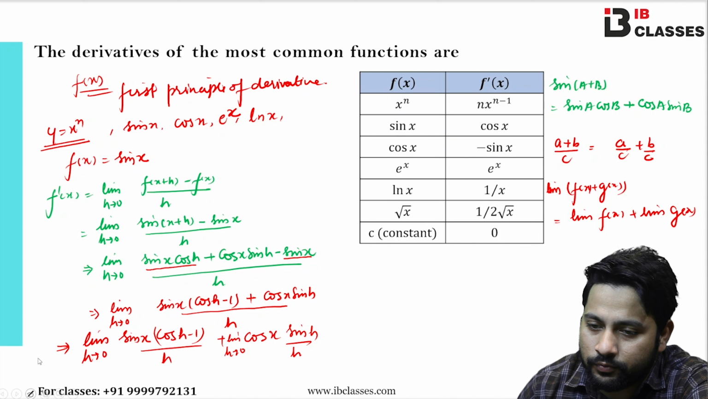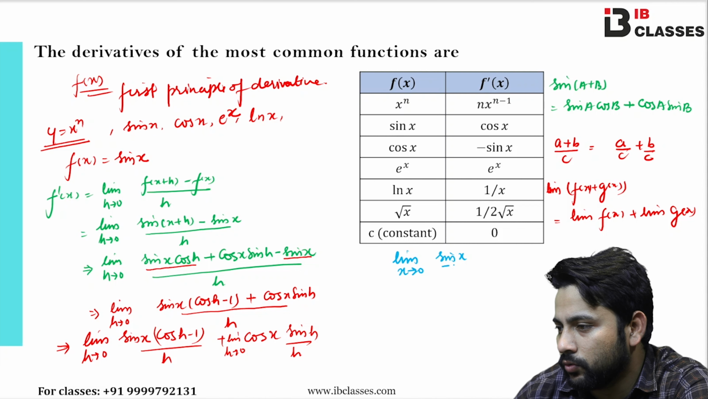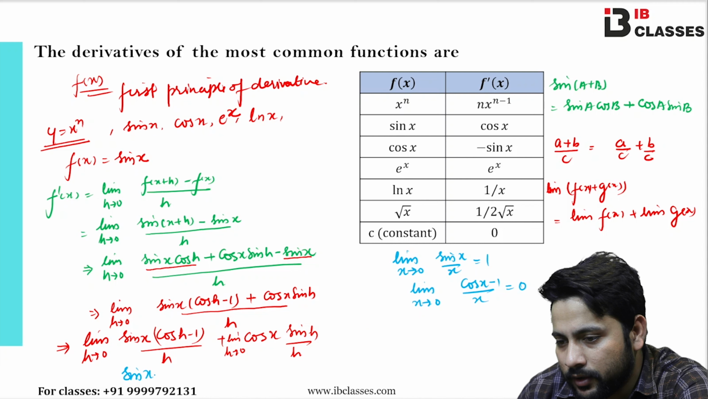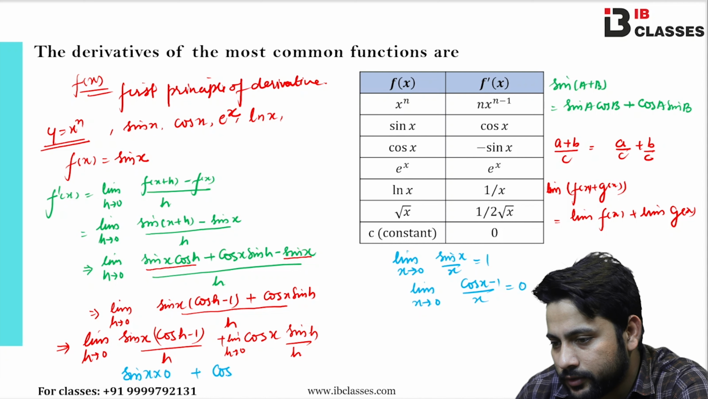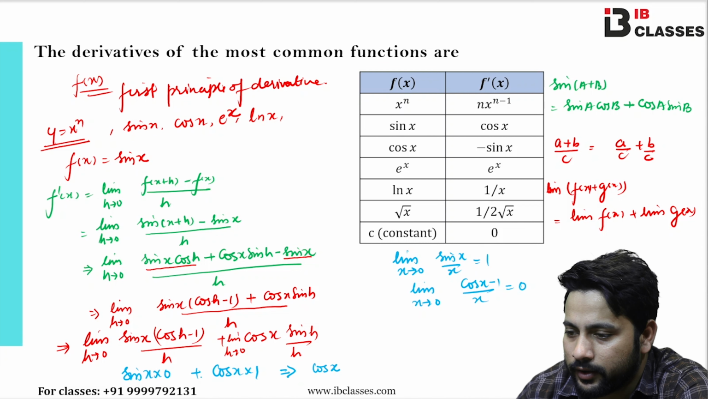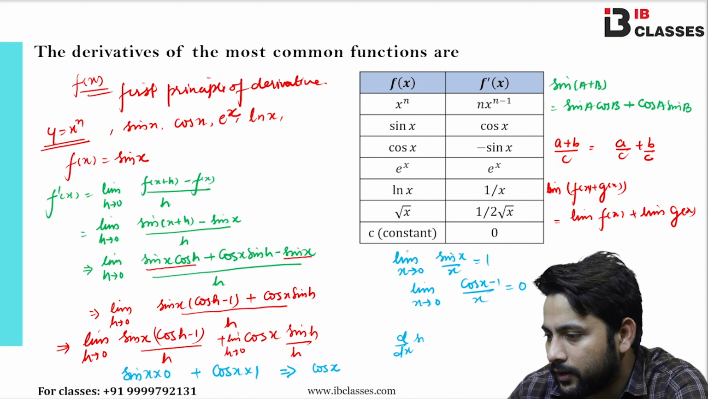Now we'll again be using some formulas, like limit x tends to 0 of sine x over x equals 1, and limit x tends to 0 of (cos x minus 1) over x equals 0. By applying these two formulas, we will be having sine x into 0 plus cos x into 1. So it will give you overall cos x. So we can say that the derivative d over dx of sine x equals cos x.